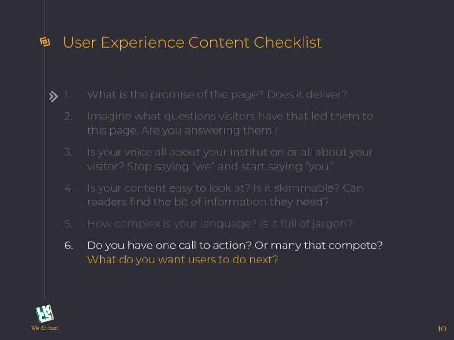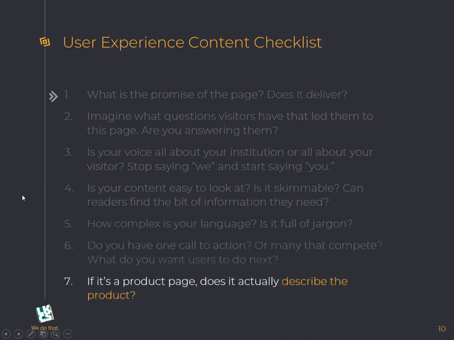Do you have one call to action, or do you have a lot of them that compete with each other? What do you want your users to do next? And maybe you have too many of those calls to action. Maybe you need to simplify it. Drive people to really what you want them to do, but still provide enough. There's ways to have too few calls to action, and there's ways to have too many. So there is a balance in there, and again, we're going to talk about that as we go through. And if it's a product page, do you actually describe the product?